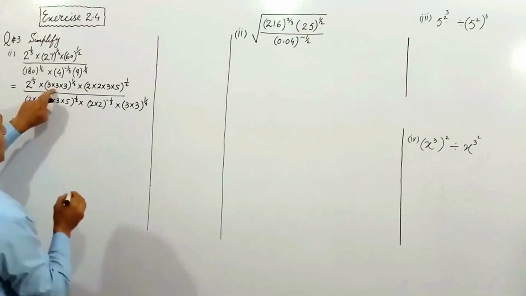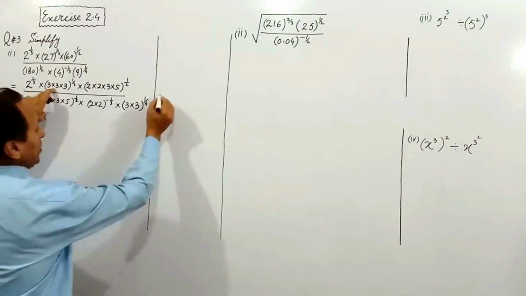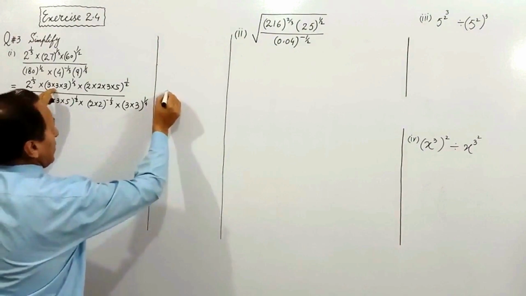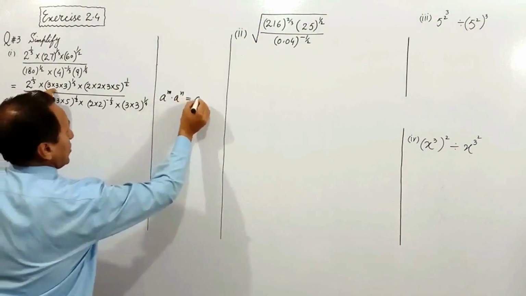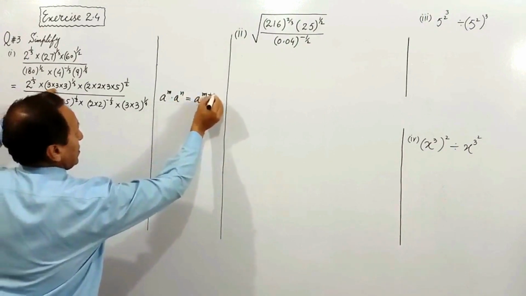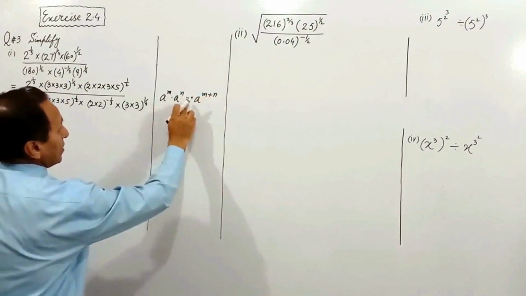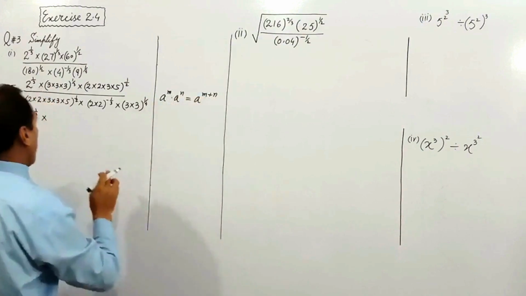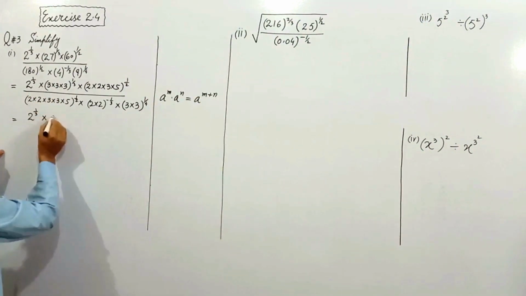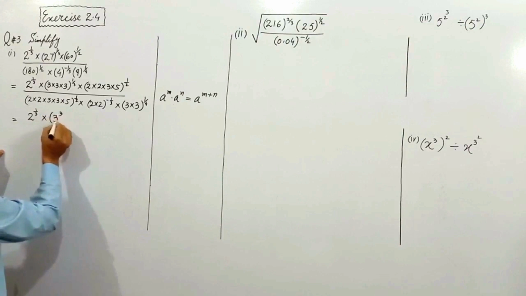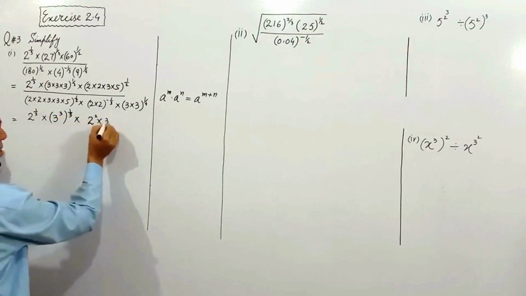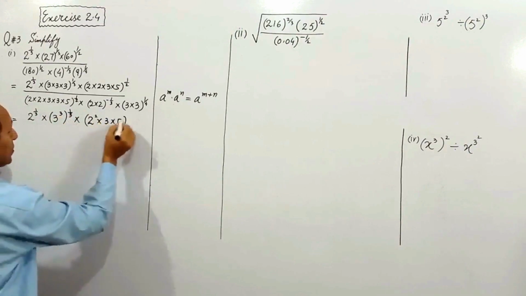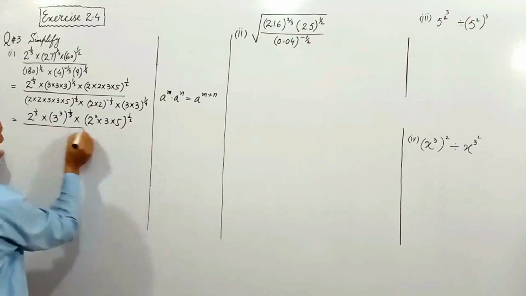We apply law of sum of powers over here, and that is a raised to power m dot a raised to power n, that is equal to a raised to power m plus n. Powers are added if bases are same in a product. So we do the same over here. 3 raised to power 3 whole power 1 by 3. 2 raised to power 2 multiply 3 multiply 5 whole power 1 by 2.